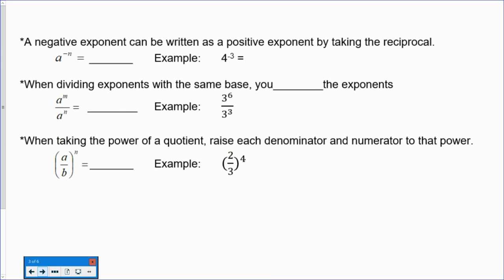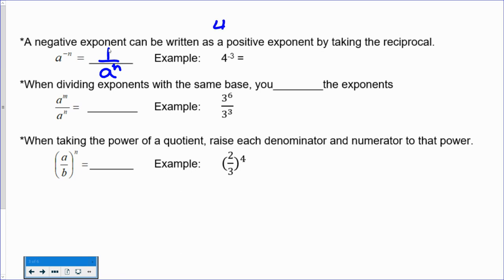All right. Next, we'll talk about negative exponents. We can write them as a positive exponent by taking the reciprocal. So the reciprocal would be to flip this over, and then I have a positive exponent. What happens with negative exponents is it's actually repeated division instead of repeated multiplication.